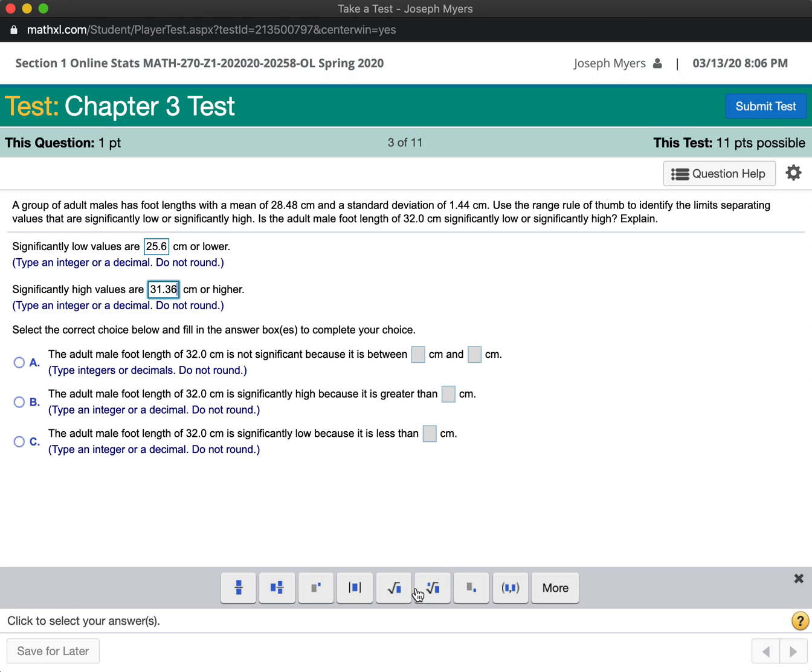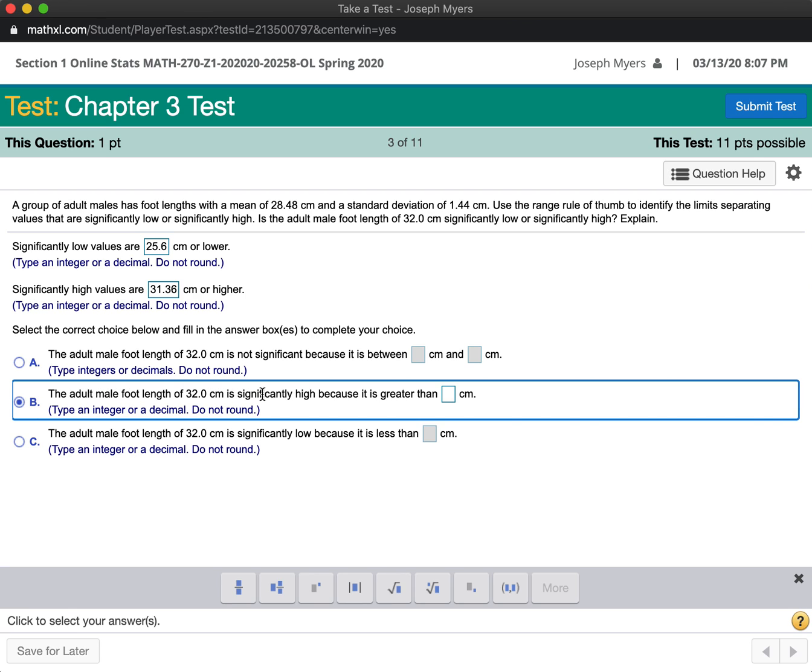And then, so let's see. Then the next part of the question says, is the adult male foot length of 32 centimeters significantly low or significantly high? Well, 32 is a little bit more than the normal highest value. So I would say a male foot length of 32 is significantly high. So I'll choose part B because it is greater than 31.36, which is normally what would be the highest normal high value.